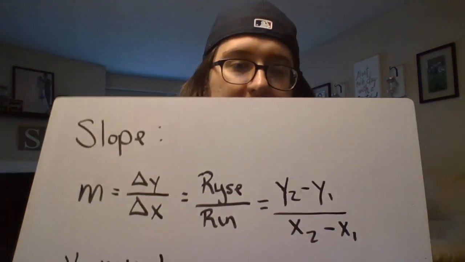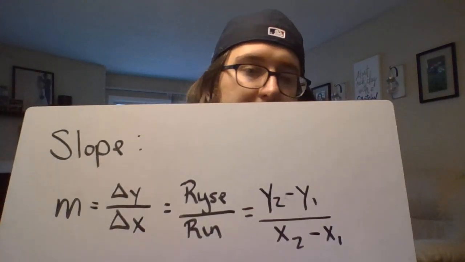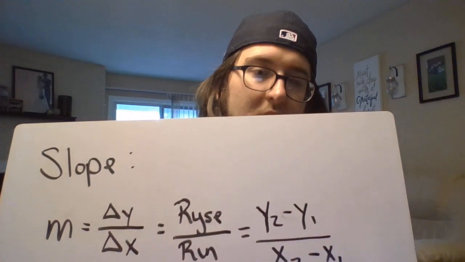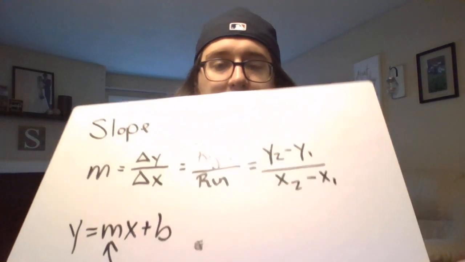And it's also y2 minus y1 over x2 minus x1. The 2 and the 1 do not mean squared. They're not exponents. They're nothing more than the second y minus the first y over the second x minus the first x. And we'll get into that in just a second.